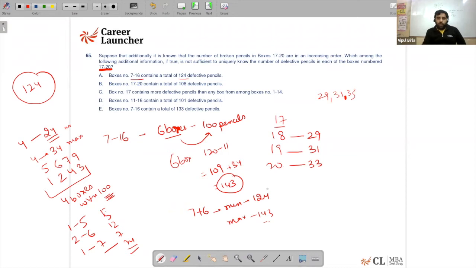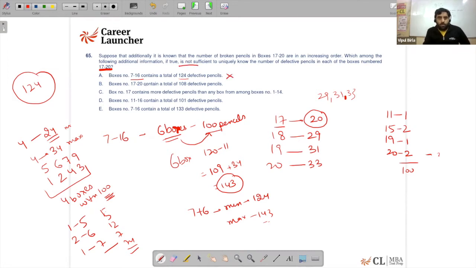So there's only one possibility which will be there. If I take 100 pencils from 6 boxes, that is 1 of 11, 2 of 15, 1 of 19, and 2 of 20. Okay, that makes it a total of 100. So therefore the third box with 20 broken pencils has to be box 17, and therefore this is sufficient. We're looking out for which is not sufficient, so this cannot be the answer.